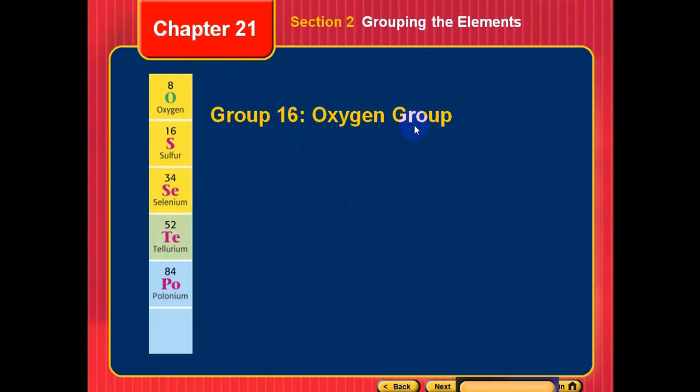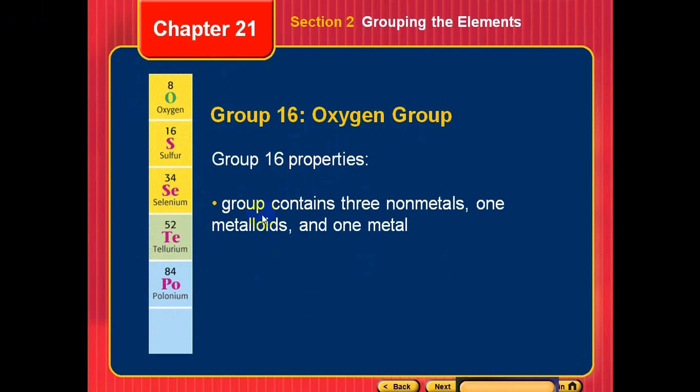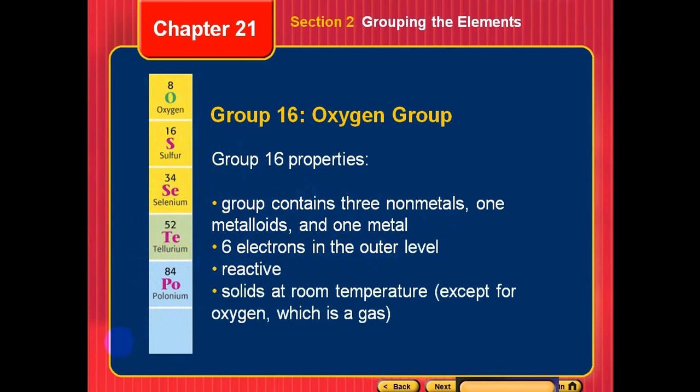Group 16, the oxygen group. We call it the oxygen group because it starts with the element oxygen. Group 16 properties: the group contains 3 nonmetals, 1 metalloid and 1 metal. Here the 3 yellow elements are nonmetals, and 1 metalloid and 1 metal. They have 6 electrons in the outer level. They are reactive. They also gain 2 electrons. They are solid at room temperature except for oxygen, which is a gas.